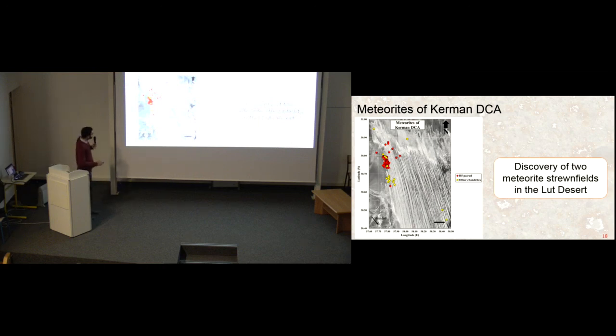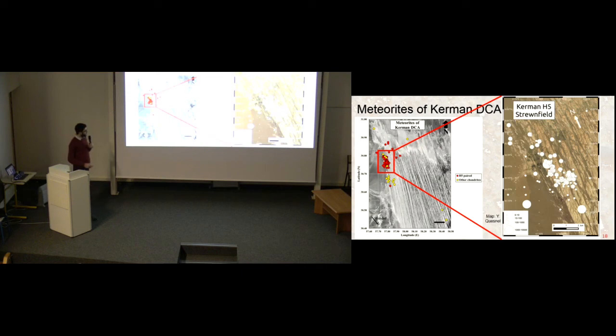We focused on the H5 strewn field, because they are the most abundant meteorites. By plotting the distribution of these meteorites based on their mass, where the bigger the circle is, the bigger the mass is, we can investigate the way this meteoroid entered the Earth's atmosphere, the trajectory of a meteorite. Here we see that they don't show any specific pattern. So the result that we got from here is that the entry angle of this meteoroid into the Earth's atmosphere was very high.